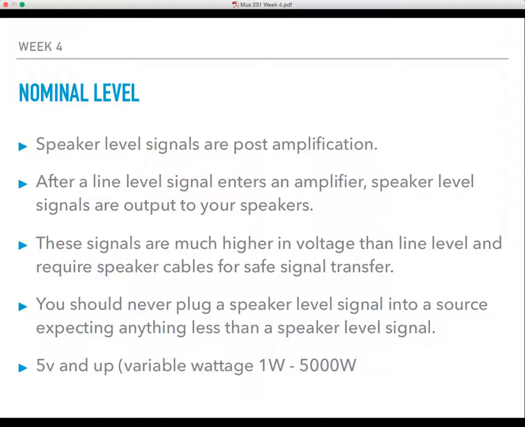And there's a couple other definitions here. The rating isn't as important, but the way it's set up is that after line level signals enter an amplifier, speaker level signals are output to your speakers, and the speaker level signals are post amplification.